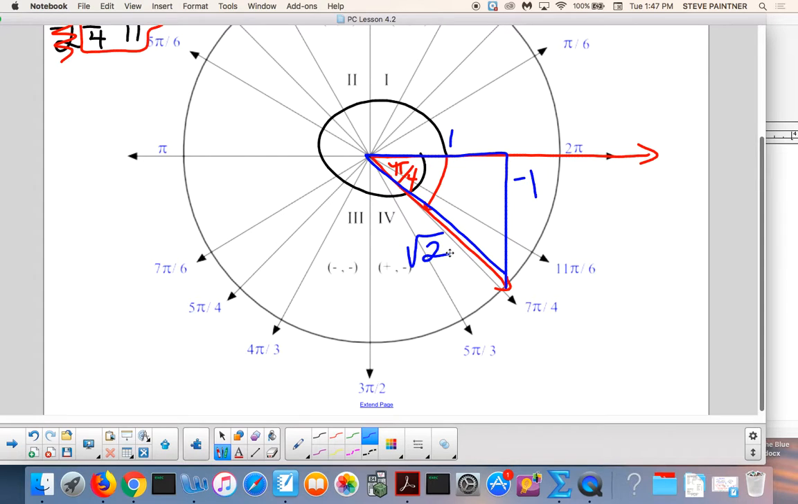What if I wanted sine and cosine and tangent? You'd answer it. You'll see. We're going to do it next.